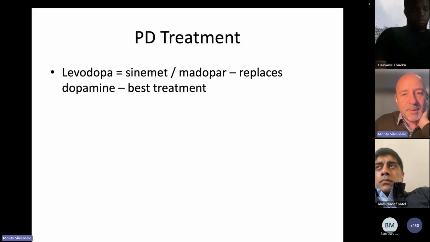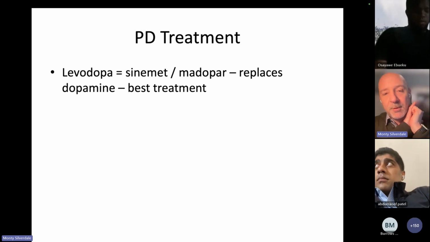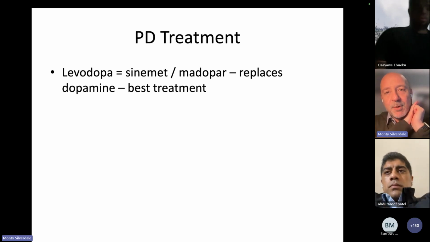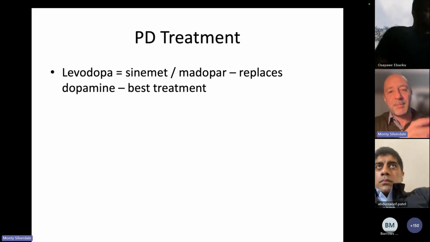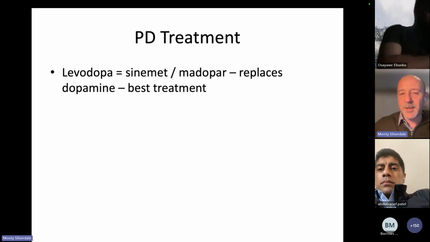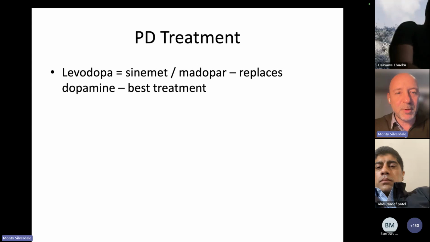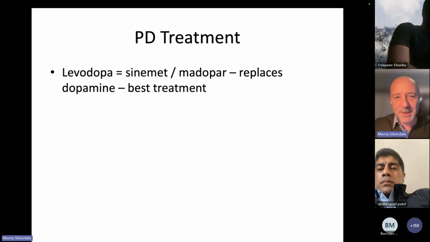So levodopa, which we talked about already, comes as Sinemet and Madopar, which are also called co-careldopa and co-beneldopa. And that replaces dopamine, and it's the best, most effective, and least side effect treatment for Parkinson's disease. There's not that many drugs that we use that have a Nobel Prize. Levodopa does have a Nobel Prize. I think maybe one of the statins has one. But aside from that, it's one of the best drugs that we have for anything.